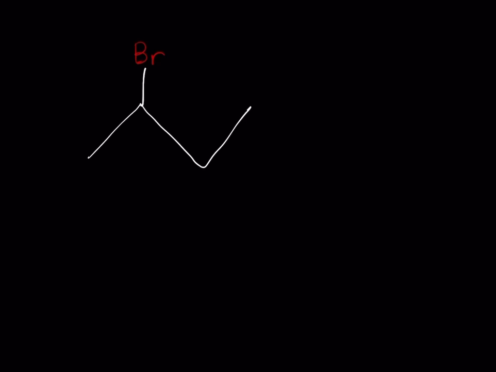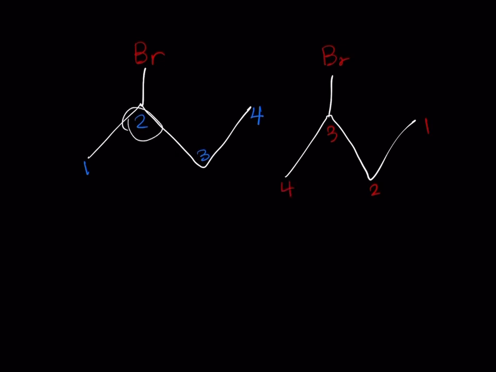So there are two ways we can count it. We can count the carbons from left to right, or we could count it from right to left. If we count it from left to right, the bromine is going to be on carbon number 2, and if we count from right to left, the bromine is going to be on carbon number 3. We always want the substituents, in this case bromine, to be on the lowest number carbon possible. So we're going to go with this one.